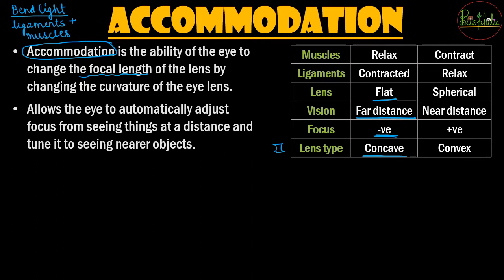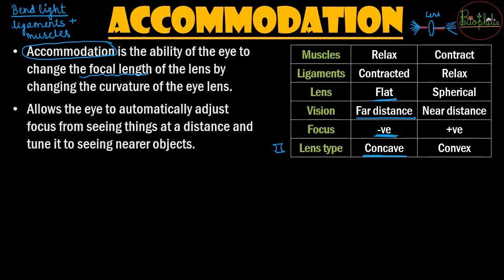Because of contraction of muscles and relaxation of ligaments. Now these ligaments are going to be connected to the lens. Here in the middle is the lens and the ligaments are connected, and here we will have the ciliary muscles. So now you can understand. Now if the ligaments are getting relaxed, that means the ligaments have gone back, these are relaxed, these are not pulling onto the lens, that means the lens will become spherical.